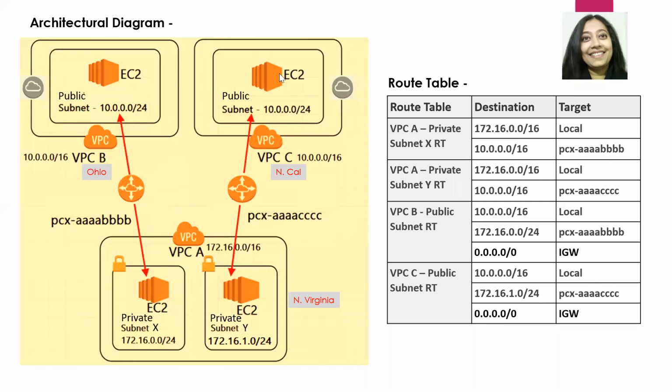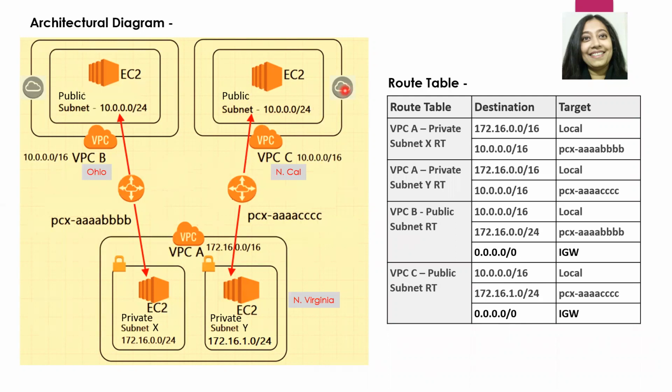Sorry, I lost my spotlight. So I have one public subnet over here. And the CIDR block of this particular public subnet is similar to the VPC B CIDR block, that is 10.0.0.0/24. Again, this is a public subnet because I do have an internet gateway connected to my VPC.